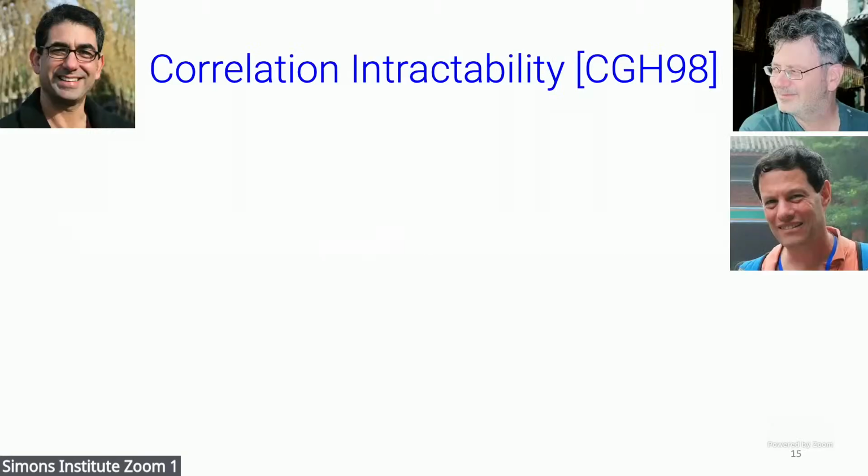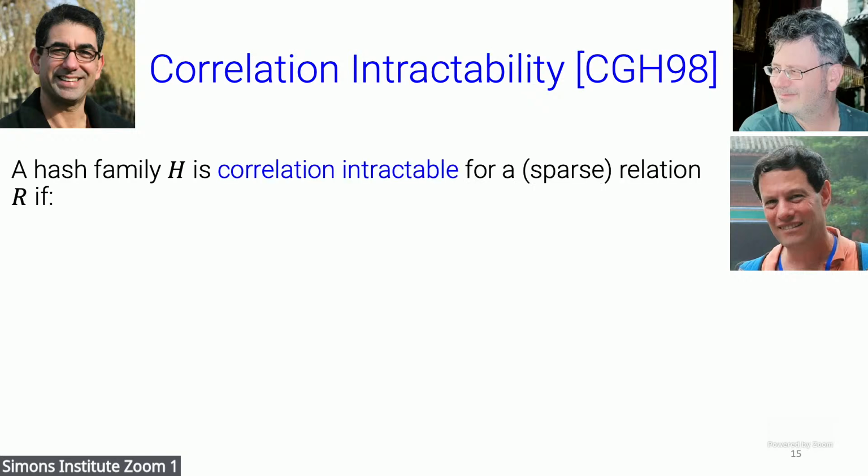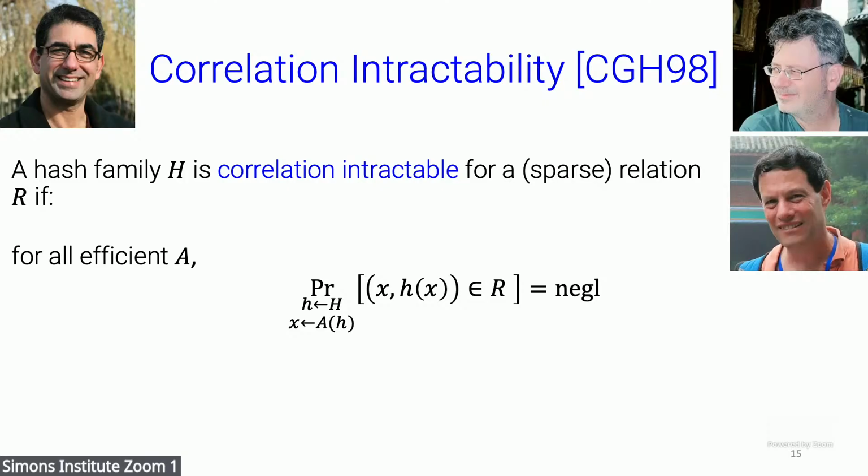OK, so what is this notion? Correlation intractability was defined by Canetti, Goldreich, and Halevi in 1998. And the property is very simple, very general, and so very useful to us. A hash function family H is called correlation intractable for a sparse binary relation R, I'll explain in a second, if the following is true. For all efficient, meaning polynomial time, adversaries A, there is only a negligible probability that the adversary, given the hash function H, finds an input-output pair x, y that belongs to the binary relation R, such that y, the output, is equal to h of x, the hash of the input.